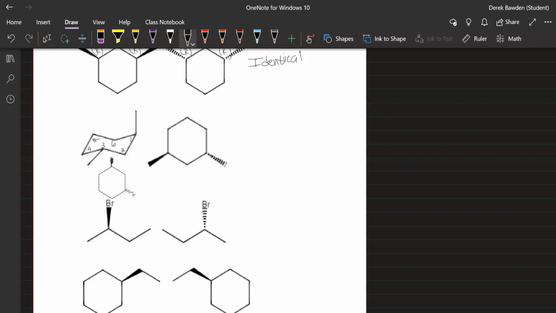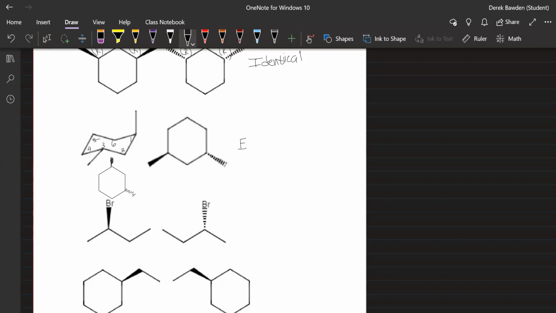What do we think? How are they connected? 1 is going up and 3 is going down, so they're almost opposite of each other. So what does that make us think? If they're completely opposite, what does that make them? Trans. Are they diastereomers, enantiomers, constitutional isomers?